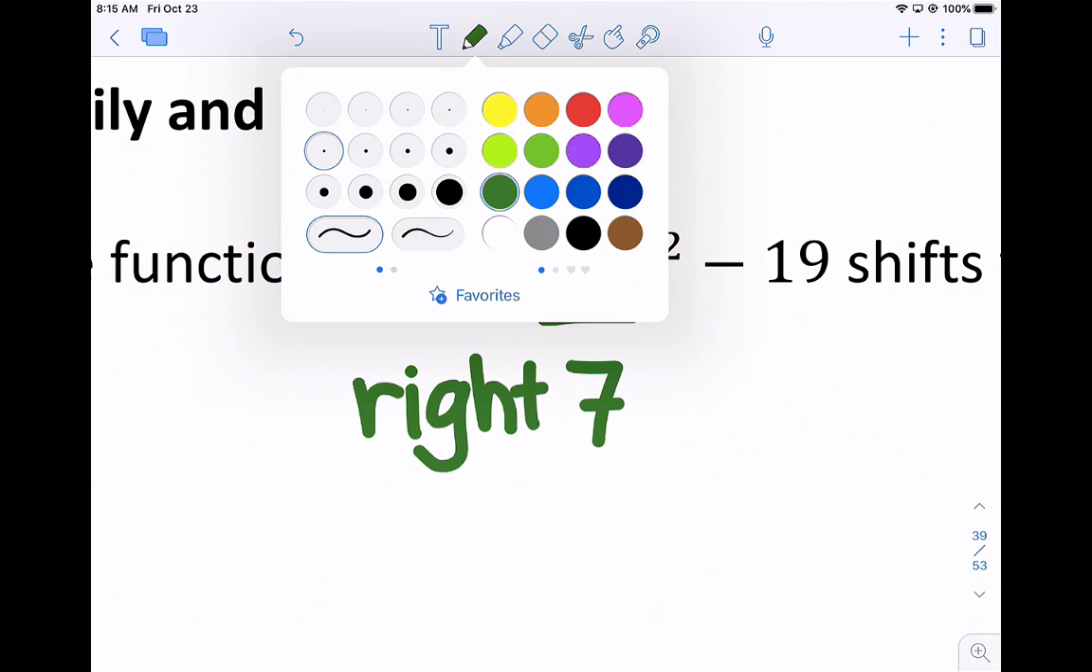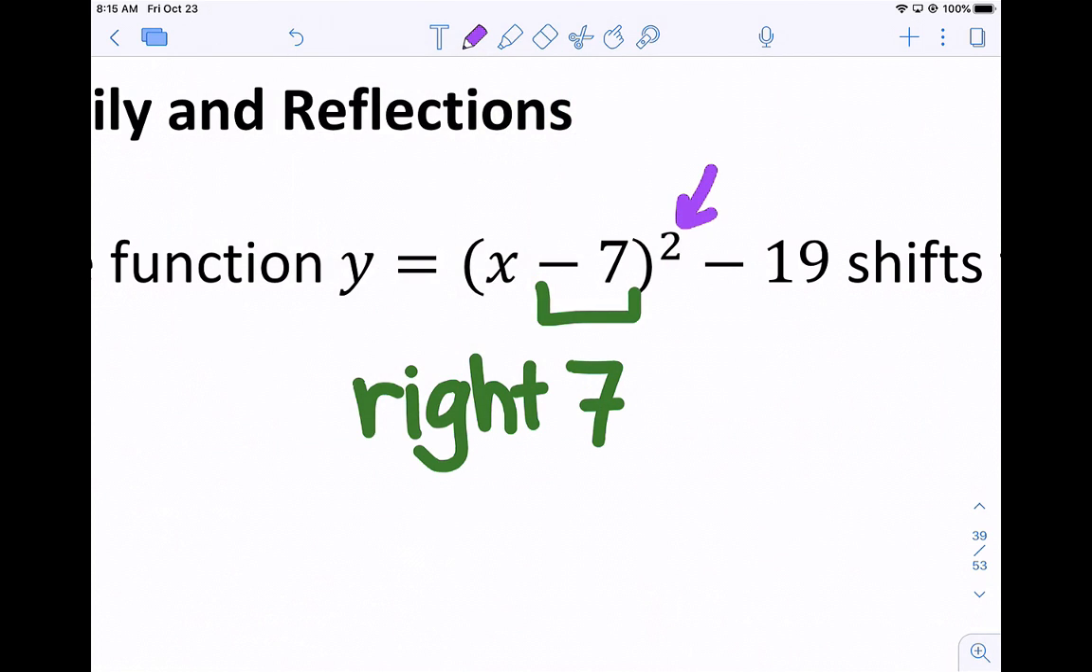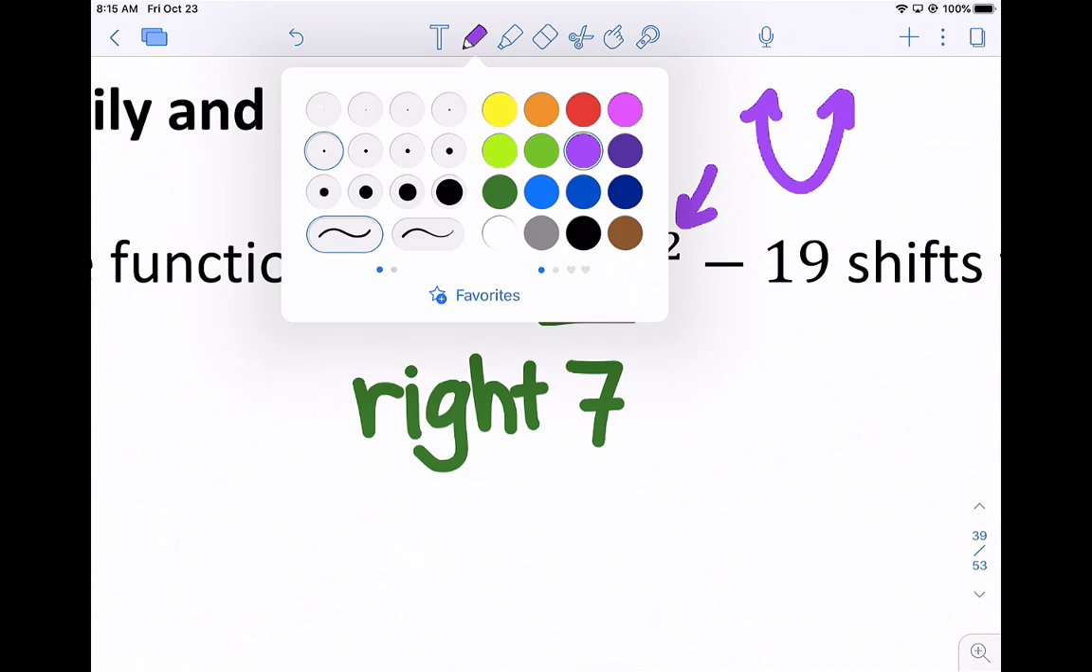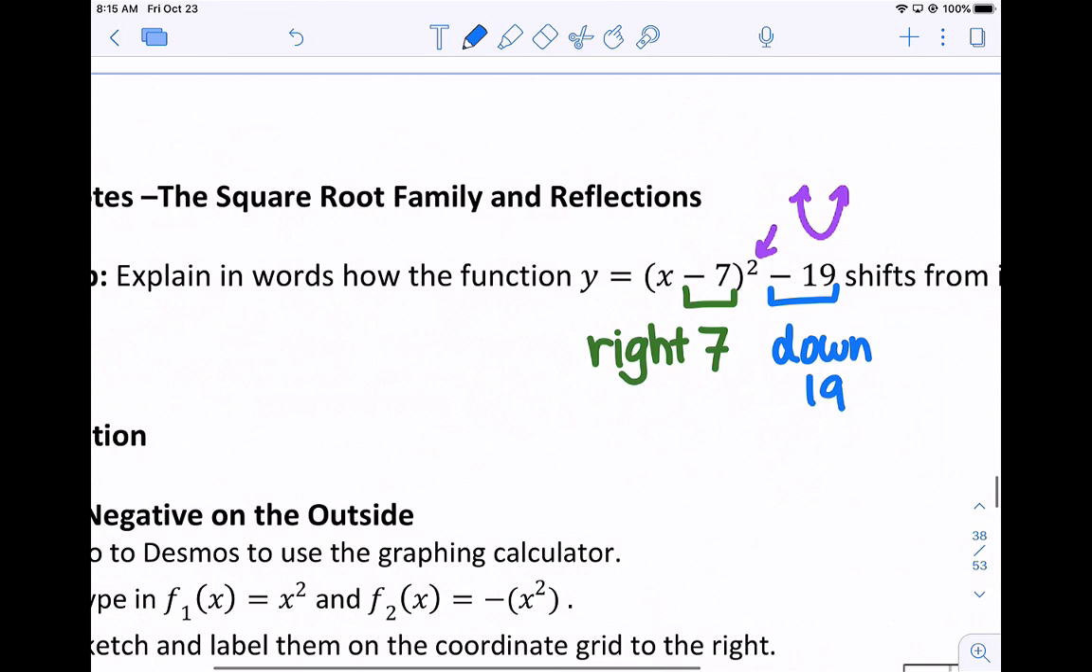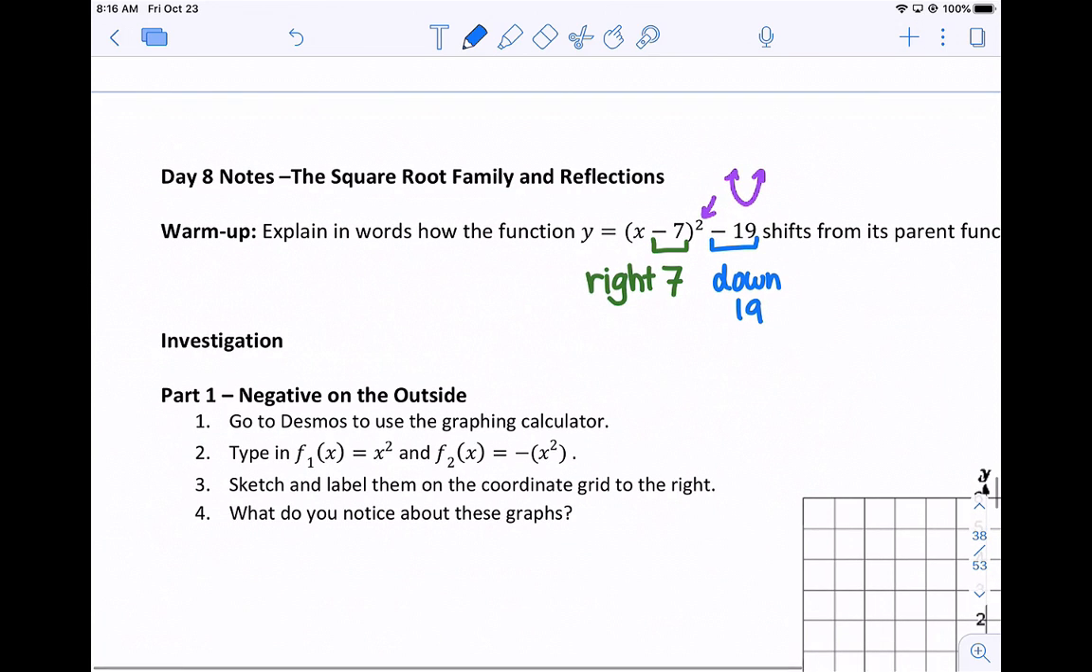And then it is a quadratic as indicated by the square, so we do know that it curves up, this shape right here. But the minus 19 on the outside of the parentheses, that's your up or down shift. And if it's negative, that means it goes down 19. So when I ask you a question like this, I'm asking for in words. I'm looking for what direction does it go. And so this parabola would shift right 7 and down 19 from the parent function y equals x squared.